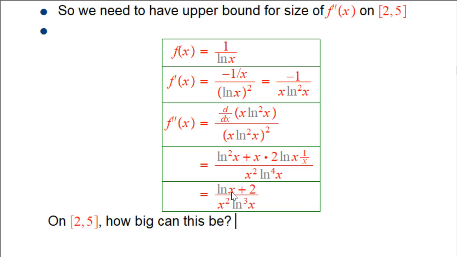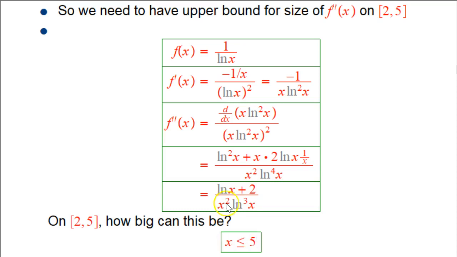And I'll show you a little bit more accurate estimate using just a computer graph, but suppose you were still trying to do as much as possible by hand. One thing you can do is look at every piece of this and just look at the worst case scenario for every piece, and then put them together. So on 2 to 5, we know that, well, certainly x is less than or equal to 5.